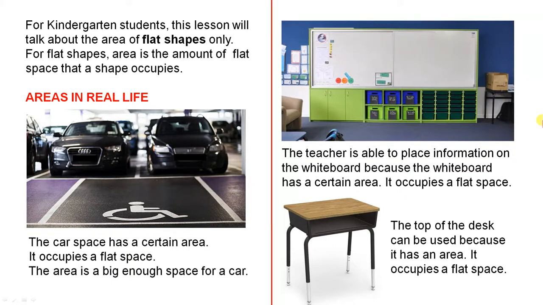Areas in real life. The car space has a certain area. It occupies a flat space. The area is a big enough space for a car. So basically, let's look at this one here. See that red line? That one, and that one. So there is the car space there. So that flat surface there is the area.